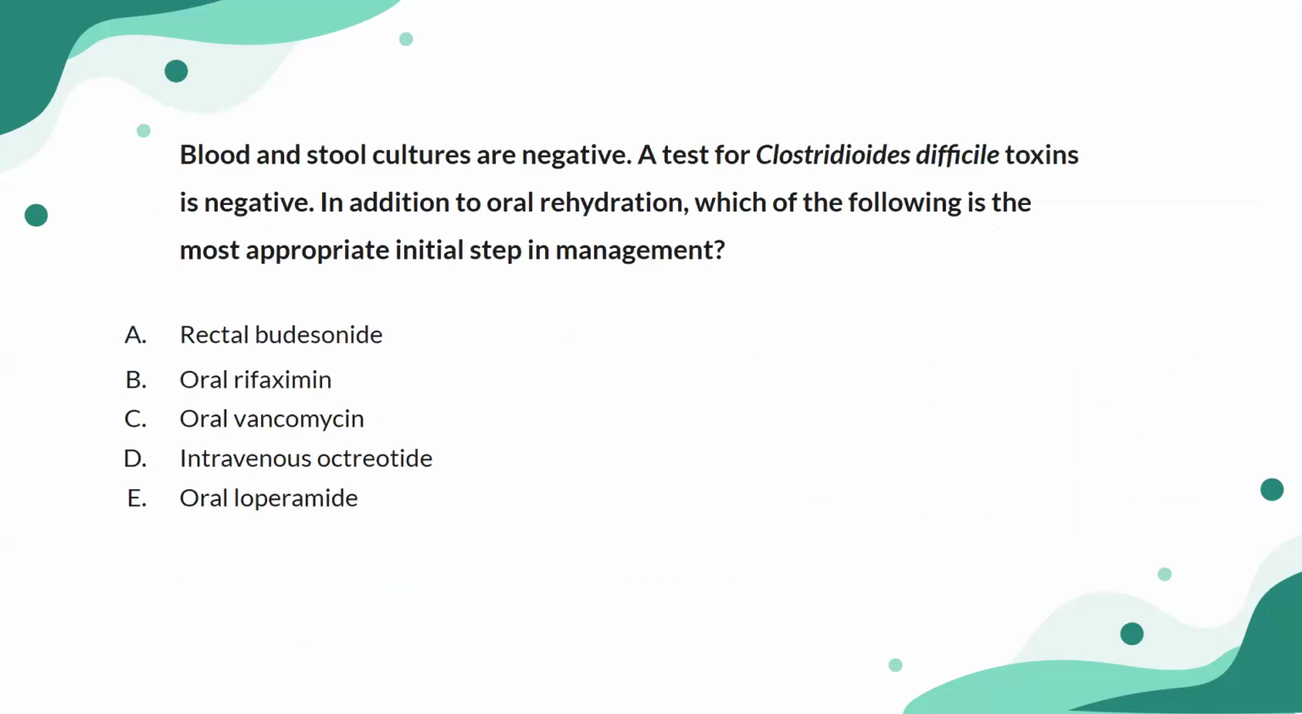All right, blood and stool cultures are negative. A test for C. diff toxins is negative. In addition to oral rehydration, which of the following is the most appropriate initial step in management? E. Yes, perfect. So, why do you think this is E?